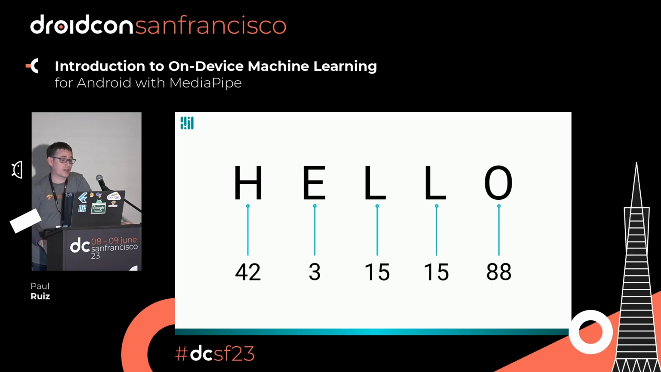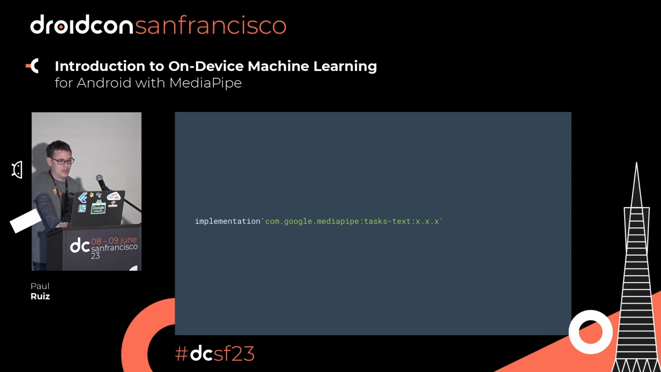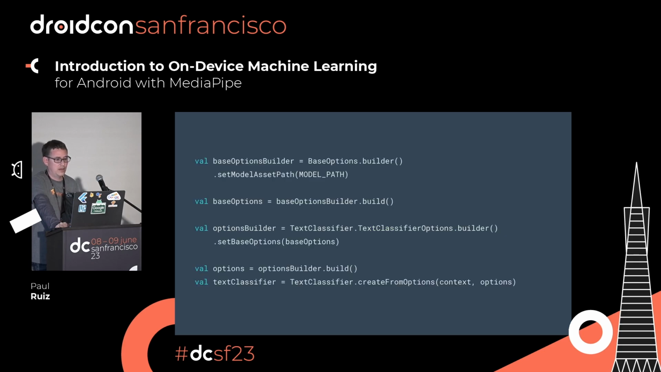But for what we're working with, the most important part is that letters or words are matched up to a numerical value through a process called tokenization. And then those tokens are assigned a weight towards a classification, such as positive or negative, to match the earlier example. So to do this yourself in Android, you first need to import the MediaPipe text task dependency. And then from there, you do the same sort of options building that we've seen in the other examples. Plus, you're going to create the actual text classifier object.